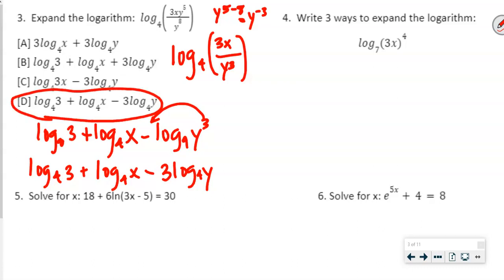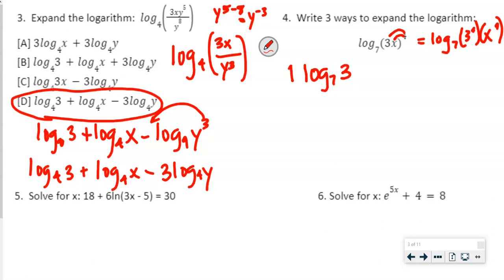All right, so the next one says write 3 ways to expand the logarithm, okay? So the first thing I'm going to do is apply this to both of those terms, right? So when I do that, I'm going to get log base 7 of 3 to the 4th times x to the 4th, right? So hopefully you remember that when we do this, those coefficients are going out front. So one way to rewrite this is log base 7 of 3, and then we're going to put that 4 out front, plus log base 7 of x, and again, we're putting the 4 out front. So that's one way to write it.